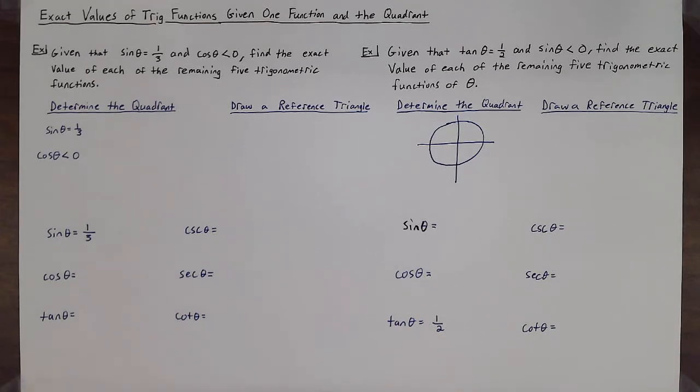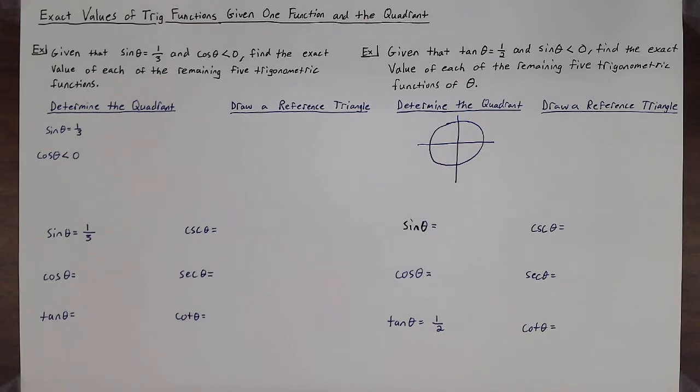In this video, we are going to learn how to determine the exact values of trig functions given one function's value and the quadrants. Start with the first example. Given that sine of theta is equal to 1/3 and cosine of theta is less than 0, find the exact value of each of the remaining 5 trigonometric functions.